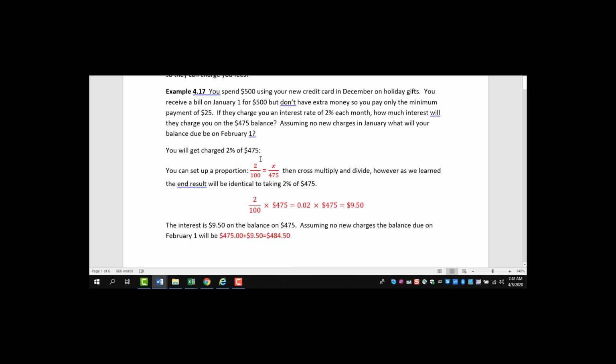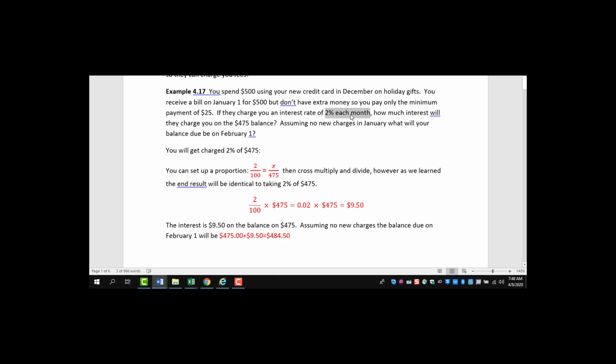So here's example 4.17, right? You spend $500 on your new credit card in December on holiday gifts. You receive a bill on January 1st for $500, but don't have the extra money, so you only make the minimum payment of $25. If they charge you an interest rate of 2% each month, that's 2% each month, so that would be an APR, or an annual percentage rate, of 2 times 12, which is 24% per year, which is typical for an interest on a credit card.